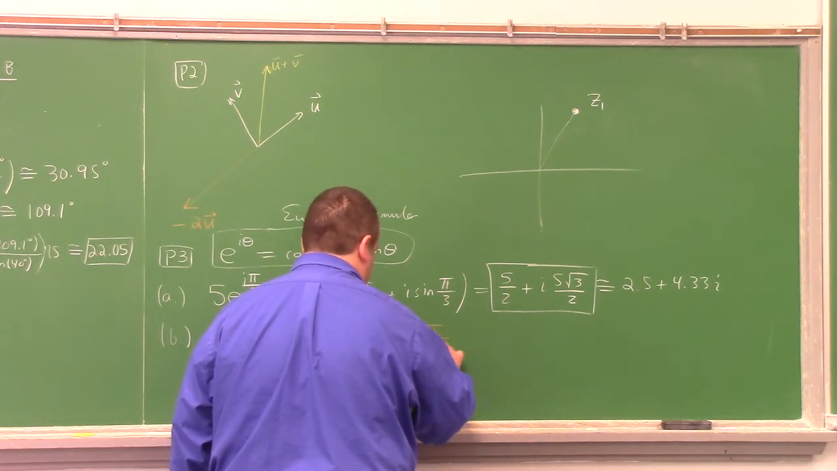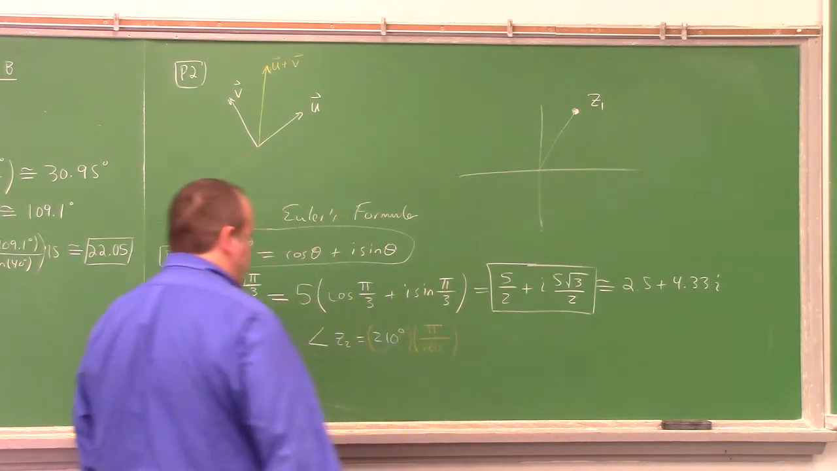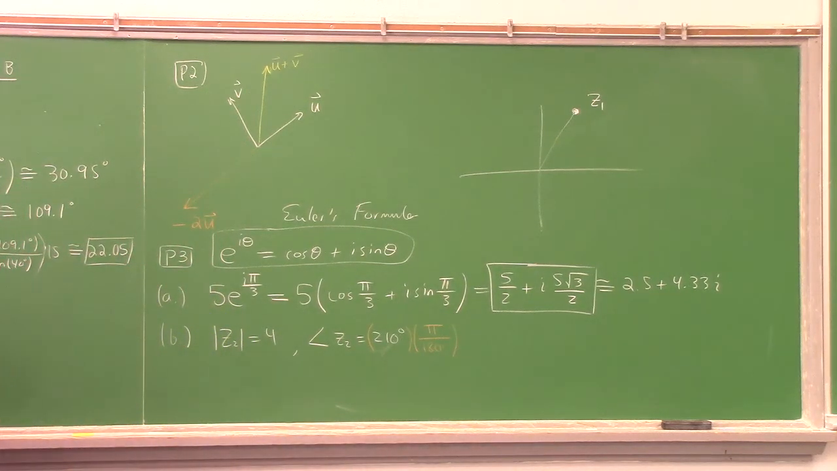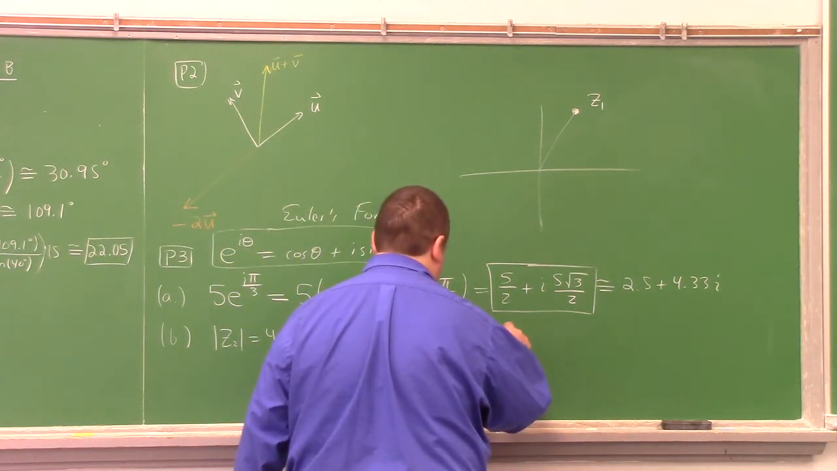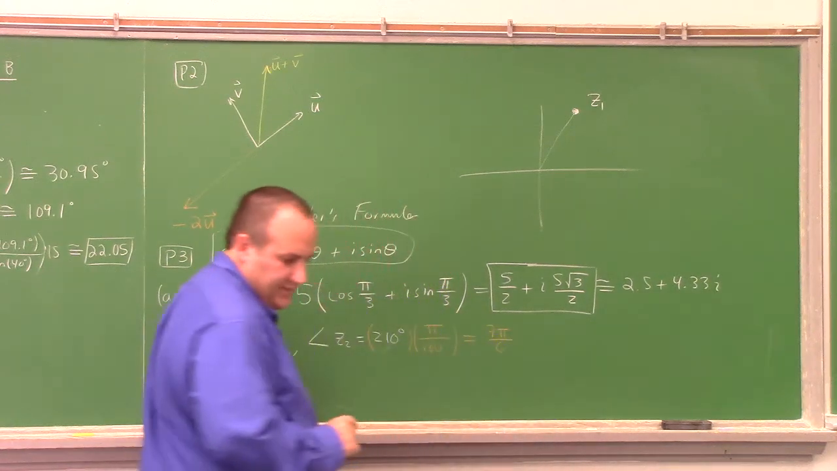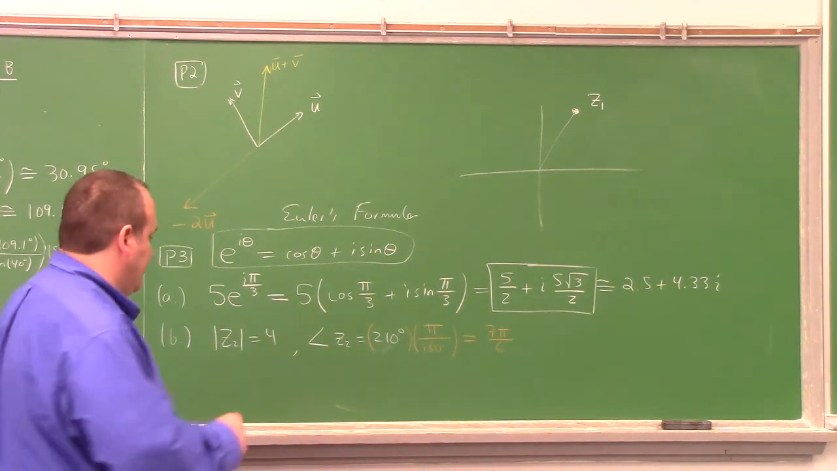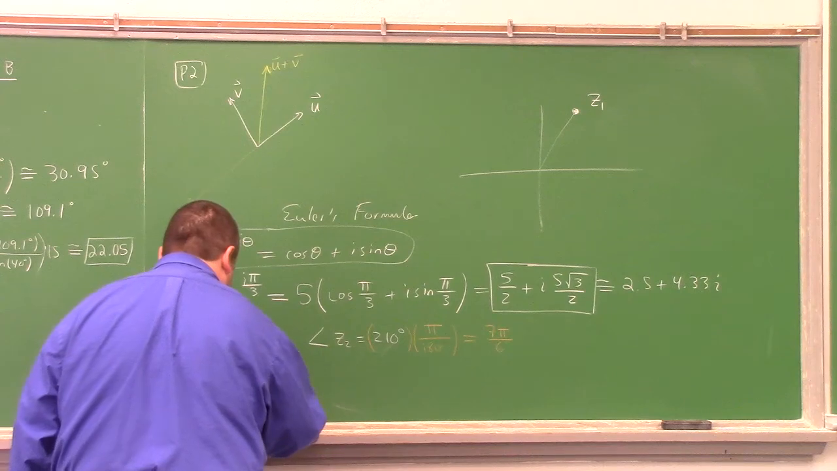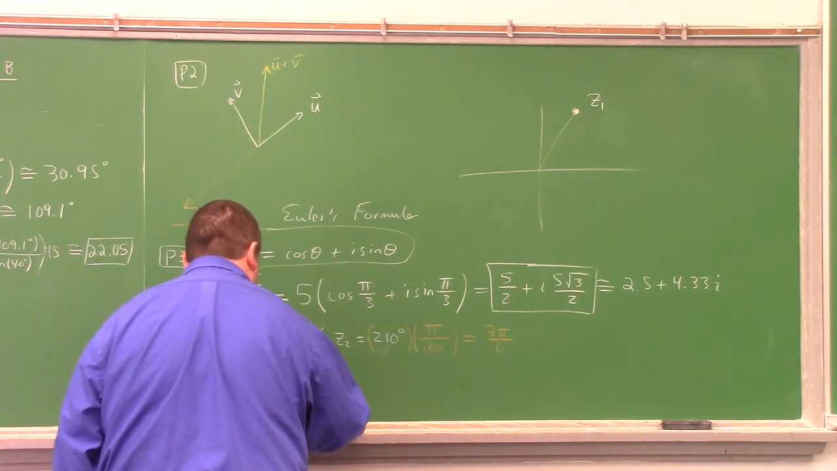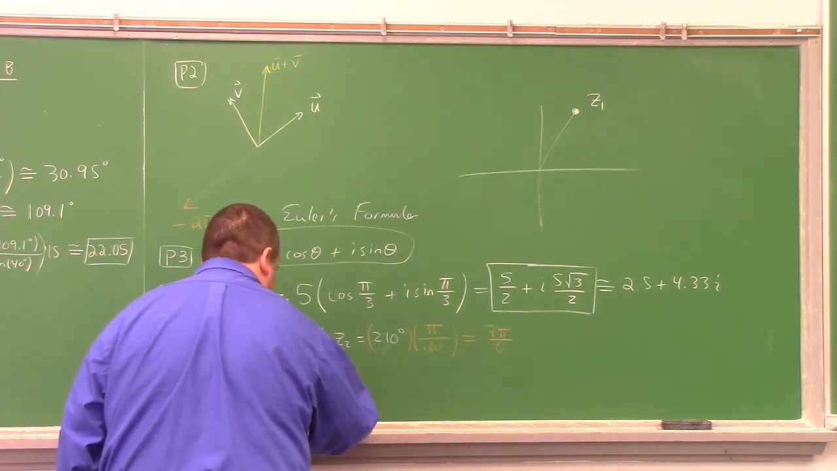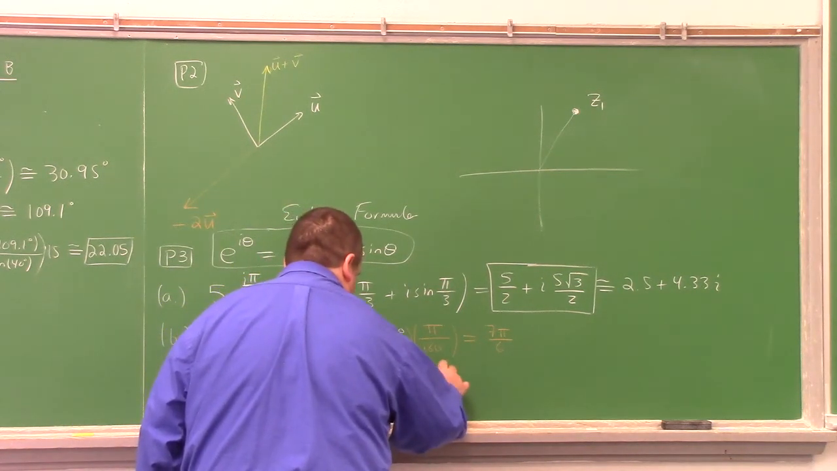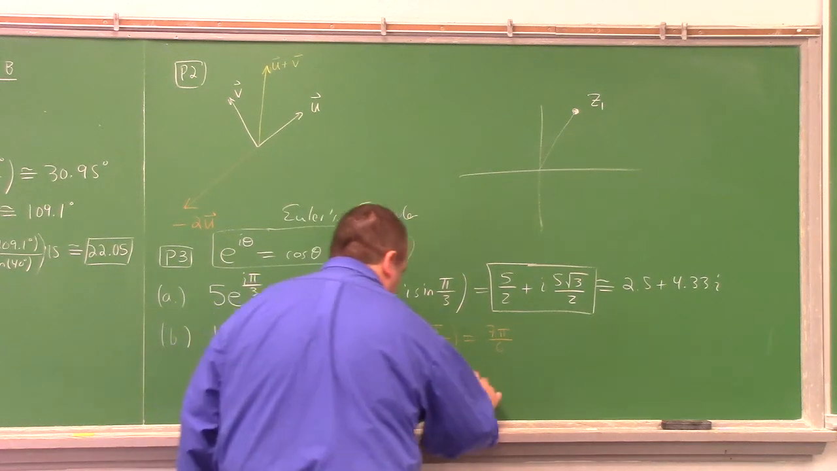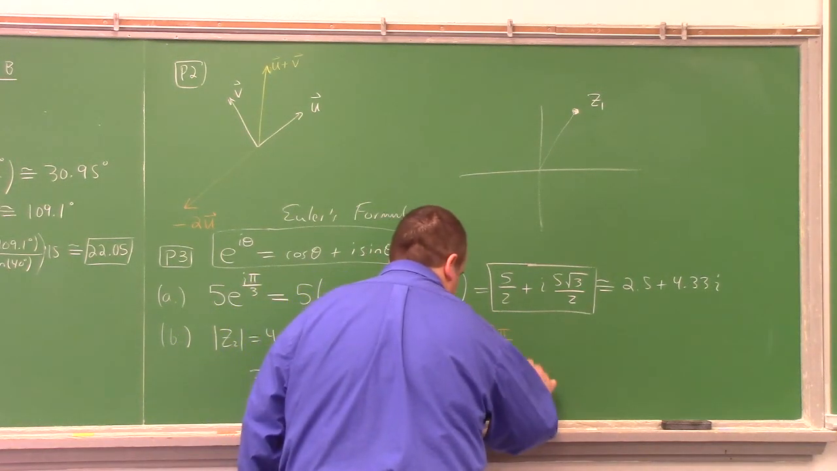Pi over 180, right? So 180 is 6 times 30. 210 is 7 times 30, so that's 7/6 pi, I believe. And so Z2 is 4 times e to the 7 pi i over 6, which is 4 times cosine 7 pi over 6 plus i times the sine of 7 pi over 6, okay?